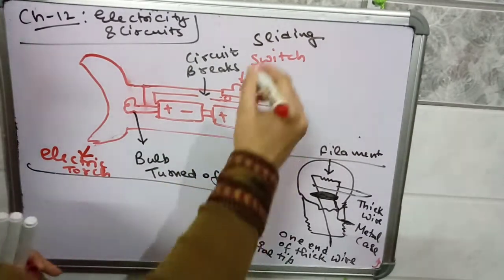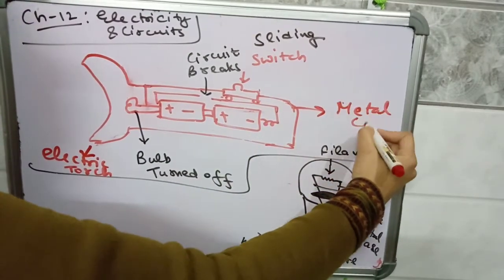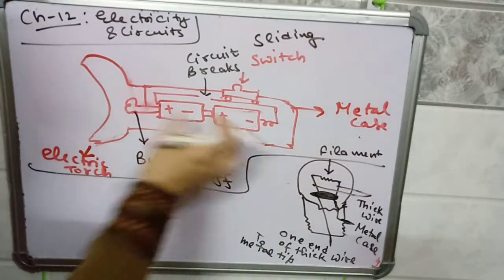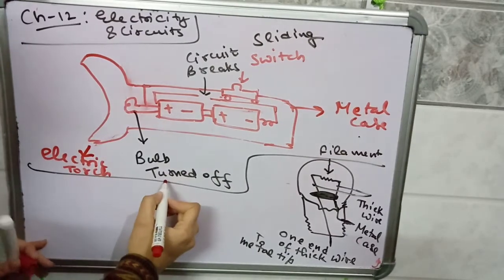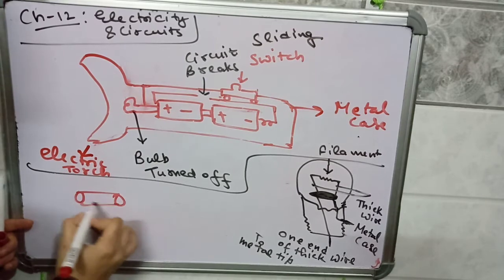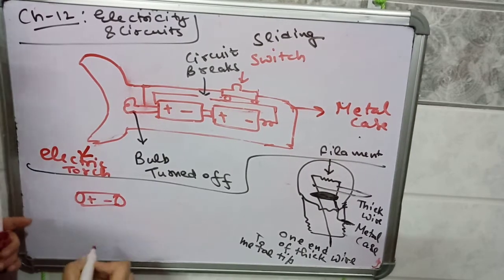So you must have seen that there is an outer metal or plastic casing. There is an outer metal case in a torch. Cells or batteries are present in an electric torch and a bulb is connected to it. How are cells connected? Cells are always connected... suppose this one is the first cell having a plus terminal and a minus terminal.